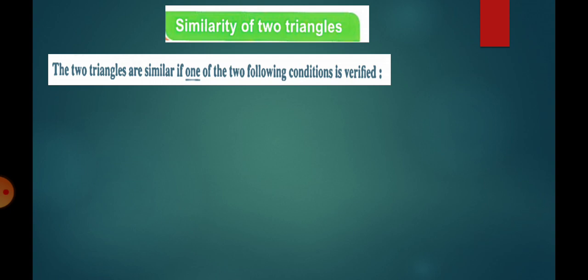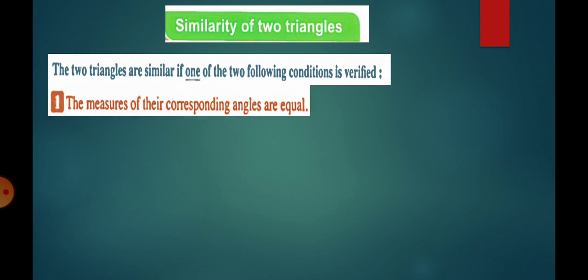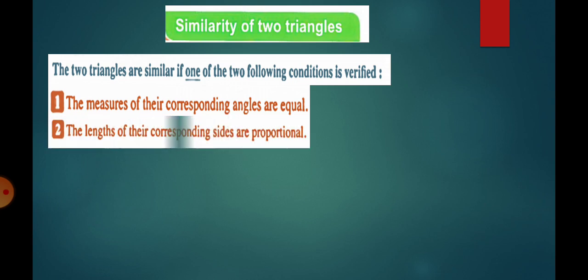Here we are talking about the similarity in the two triangles. In any polygons, to say the two polygons are similar, we must satisfy the two conditions: corresponding angles are equal in measure and the corresponding sides are proportional. But in the triangle, the two triangles are similar if one of the following conditions is verified. Number one, the measures of their corresponding angles are equal or the lengths of corresponding sides are proportional.